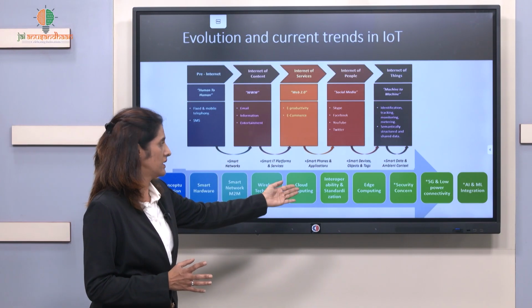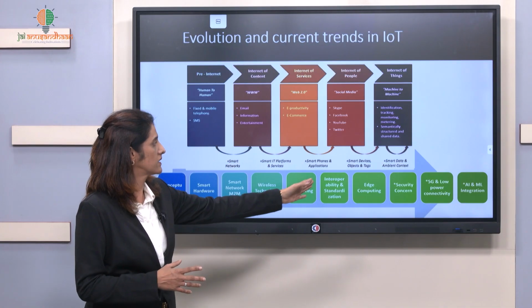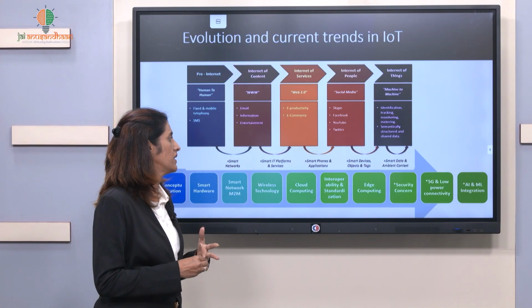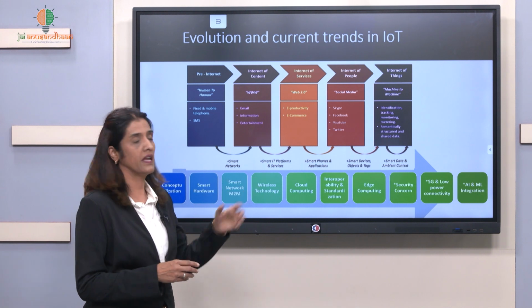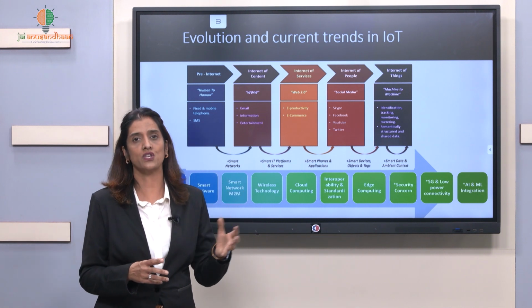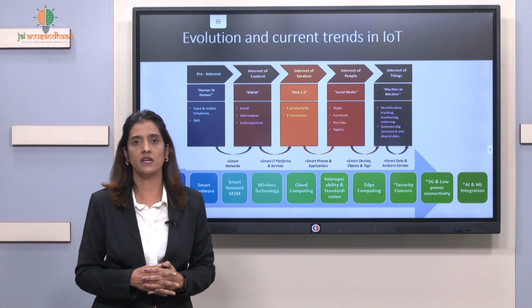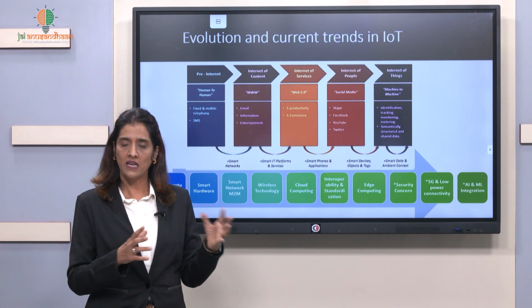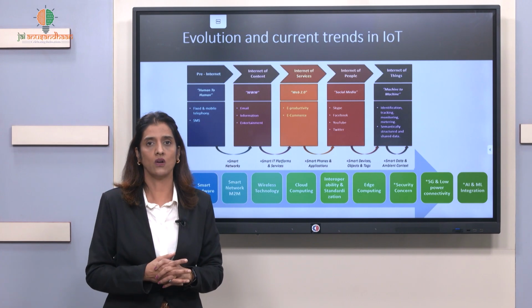Likewise, in the coming slides I will explain what edge computing is, and these are the new trends like cyber security, then 5G and low power connectivity in IoT, and AI/ML, which is artificial intelligence and machine learning, are the new trends in the IoT. So in the next slide we will be going through the key components of the IoT.